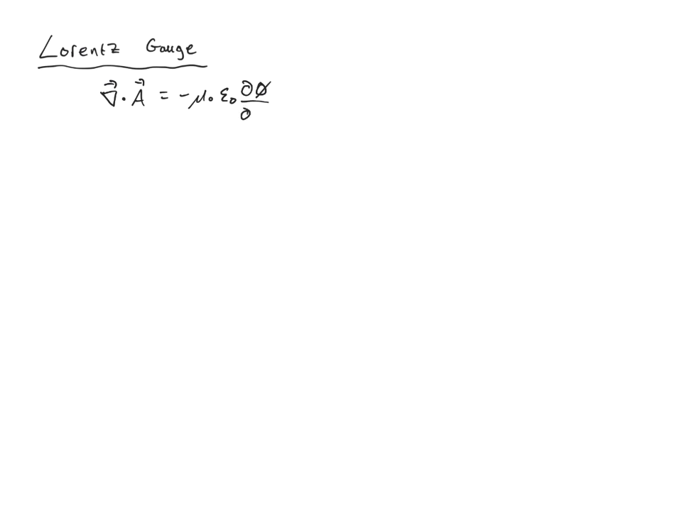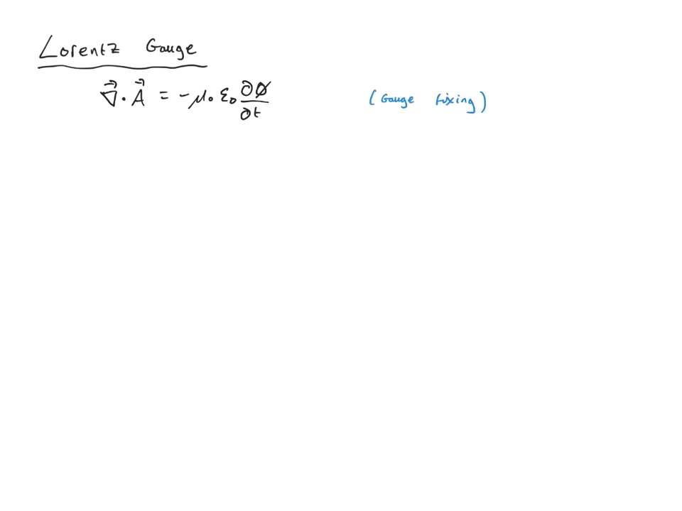minus epsilon naught mu naught d phi by dt. So we're actually relating the vector potential, or the spatial derivatives of the vector potential, to the time derivatives of the scalar potential. And we can choose to have this in our gauge transformation because our auxiliary scalar field psi, which controls the gauge transformation, is something that can depend on both space and time. And so we can arrange by judicious choice of psi that the divergence of A is related to the time dependence of phi. And it can be shown that this is always possible to achieve.